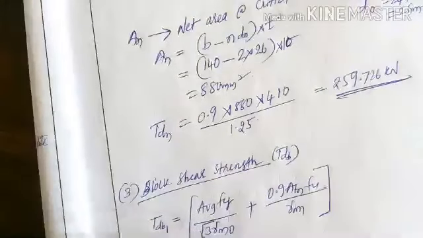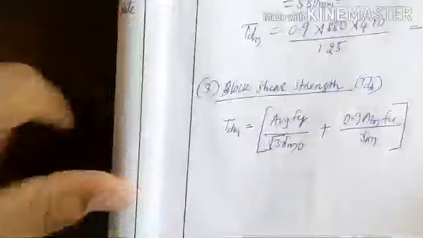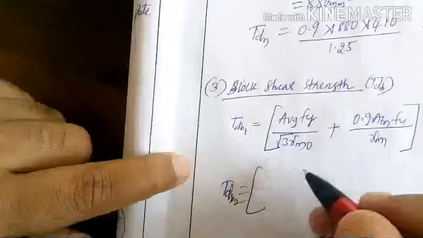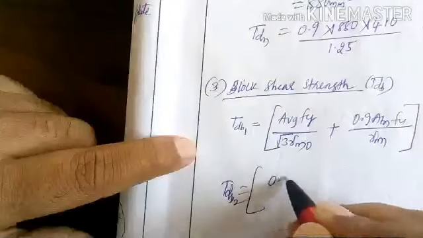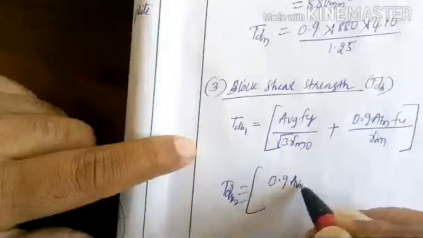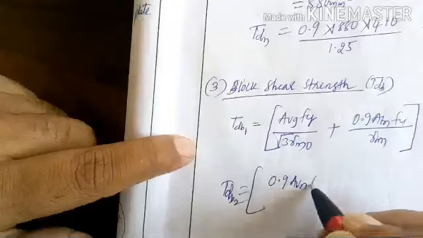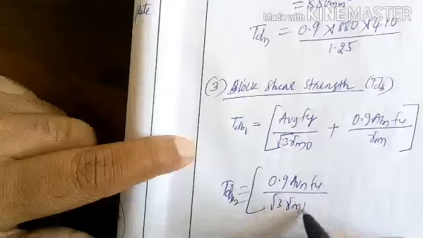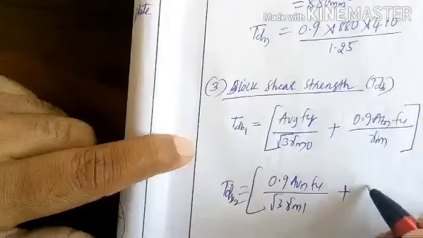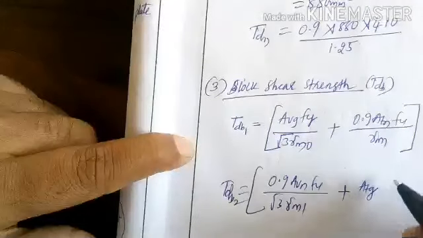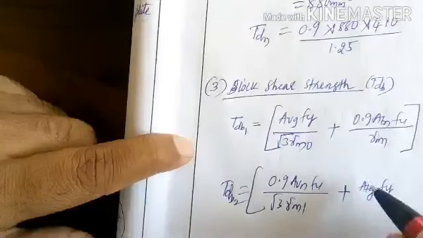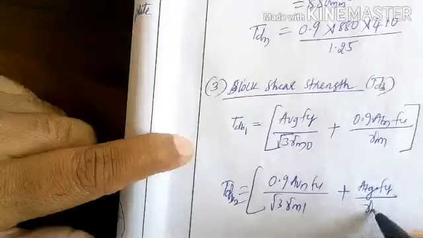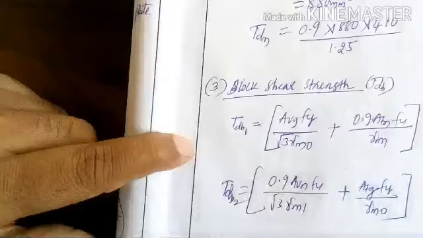Then TDB2 is equal to 0.9 AVN Fu divided by root 3 gamma ml, plus ATZ Fy divided by gamma MO. So these are the two formulas given in the code book.